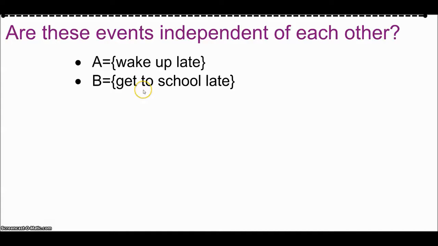You could be late to school because of any number of reasons. Traffic, he had a minor emergency that morning, it's raining, whatever. But if you wake up late, you're going to increase your chances of getting to school late. So because the probability of B is affected by the probability of A, these are not independent events.